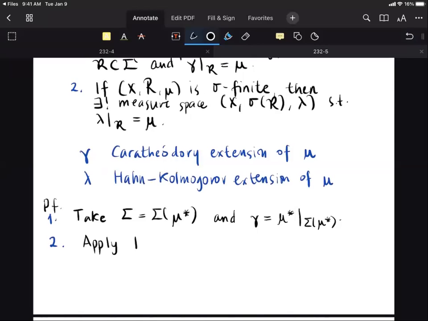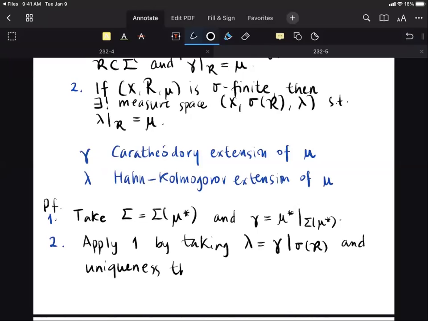Here, 1. In other words, apply 1 by taking... So what would be the measure lambda? Lambda would be simply the restriction of gamma to the sigma algebra generated by R. And for uniqueness, you can apply the uniqueness theorem that we have discussed earlier.